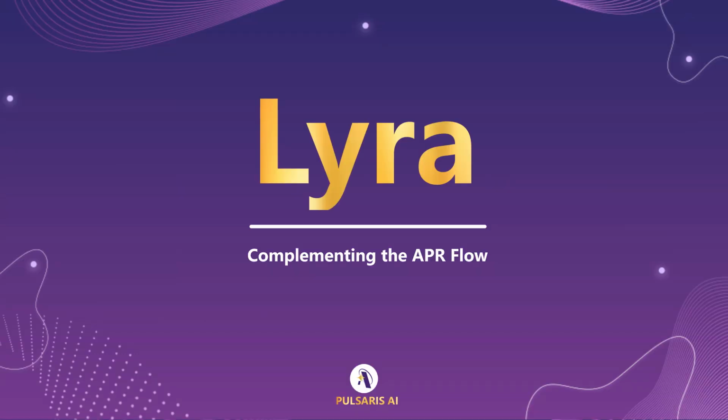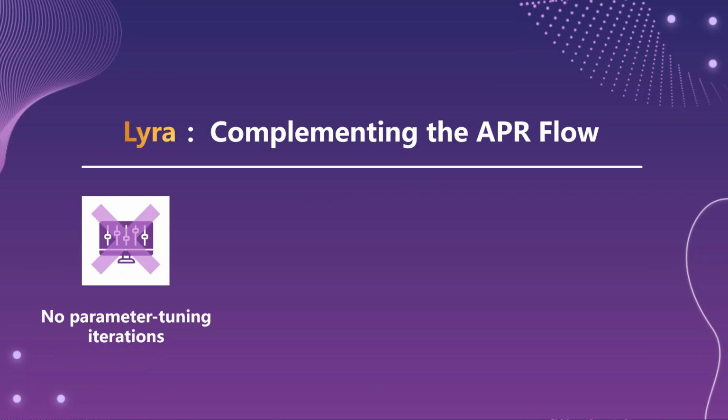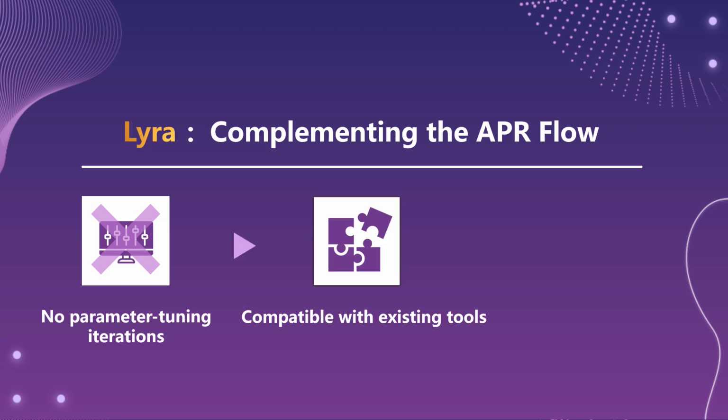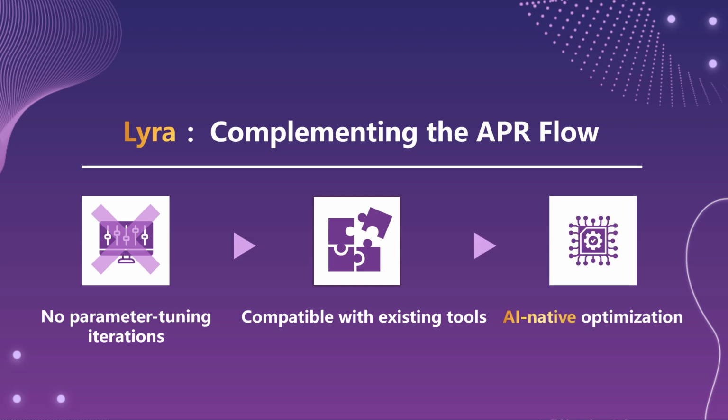Now, let me introduce our solution, Lyra. Lyra is designed to complement your existing APR flow, not replace it. It works alongside the tools you already use, adding a powerful AI-driven optimization layer that addresses the gaps we just discussed. Let me explain how it works. Lyra is a layout reshaping agent built from the ground up with AI at its core. It eliminates parameter tuning iterations, is fully compatible with existing EDA tools and design flows, and performs AI native optimization where AI itself makes layout decisions. This is a fundamentally different approach.